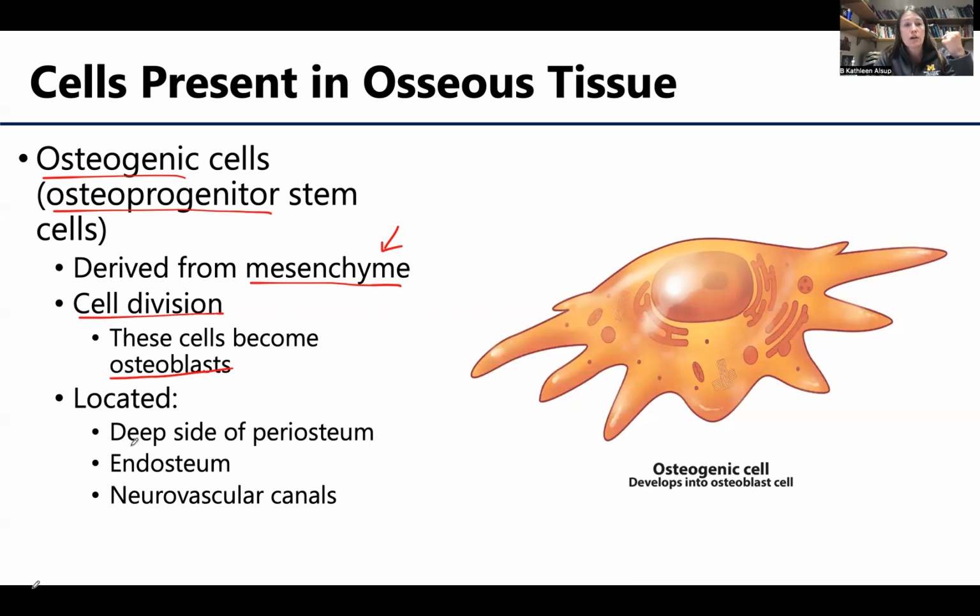In particular, they are located on the deep side, or inner portion, of the periosteum, the connective tissue surrounding the outer portion of the bone. These osteogenic cells are also found within the endosteum, and importantly, within neurovascular canals. So they are located in numerous different regions, which is really important because they eventually transition into osteoblasts. So it develops into osteoblast cells.